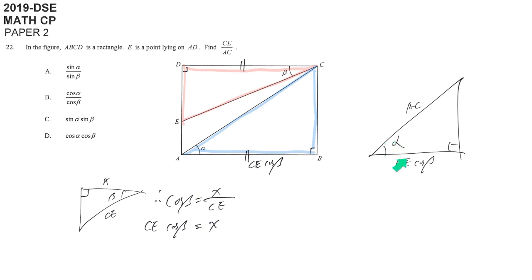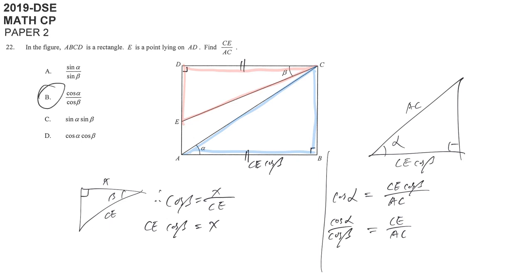Again, to this angle, this is adjacent. To this angle, this is hypotenuse. We should use cosine ratio again. So cosine alpha is equal to adjacent side divided by hypotenuse. And then our target is to make CE over AC the subject. So I just need to remove cosine beta here. Then I have our target already. So CE over AC is equal to cosine alpha divided by cosine beta. By this calculation, we get the answer directly, which is B.